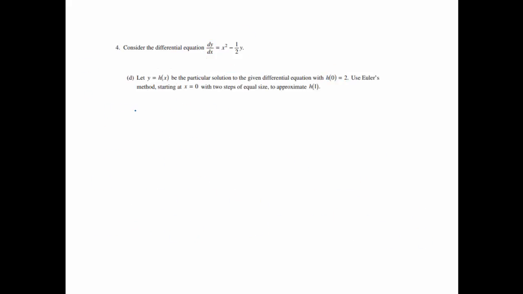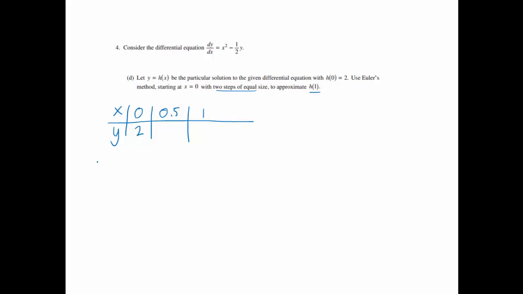Okay, part D, let h of x be the particular solution to the given differential equation with h of 0 equals 2. Using Euler's method, starting at x equals 0 with 2 steps of equal size, approximate h of 1. So we're going to make an xy chart on this one. We'll start with the point 0, 2, and I just need to get up to h of 1, just 2 steps. We're used to doing 3 steps, but it's just 2. So our first step would be 0.5, and our next step would be 1. So we just went by 0.5s.